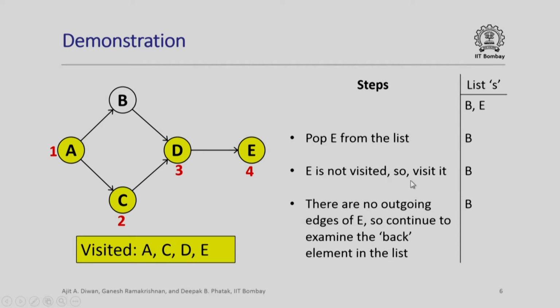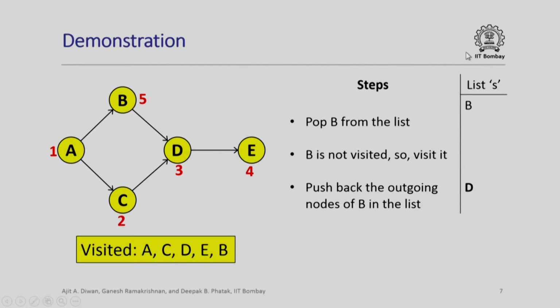Since there is nothing else to be done, we have to continue to examine the back element of the list. The only element on the list that is remaining now is B. So, we will now have to visit B. Let us look at this element B. We pop B from the list. Since B is not visited, we visit it. Now, we have to push back all the outgoing edges from B. The outgoing node from B is only one, that is D. So, we push D on the list. So, the list still contains D.